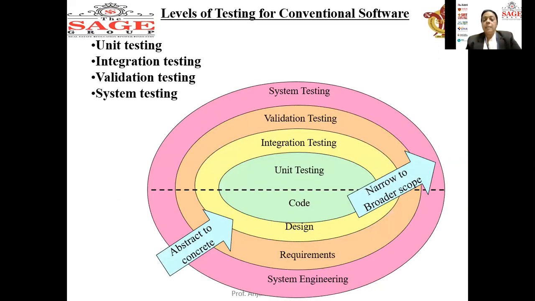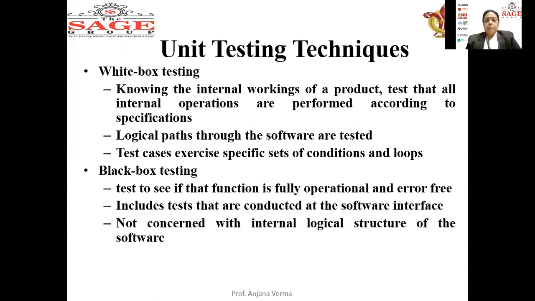Now, first we will see unit testing or code testing. Every part of the code must be tested before it is delivered to the customer. Mostly we can divide unit testing into two parts, white box and black box testing. White box testing means we are testing each and every internal operation of our code: each function internally, loops, conditions, all conditions, all paths we have to test.